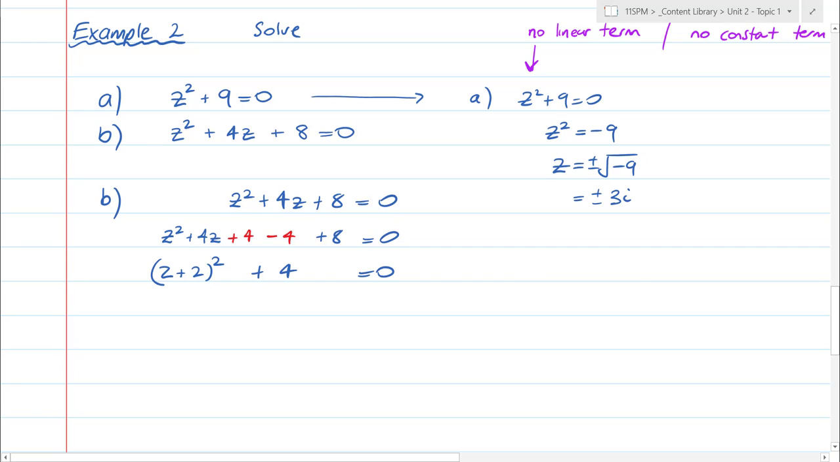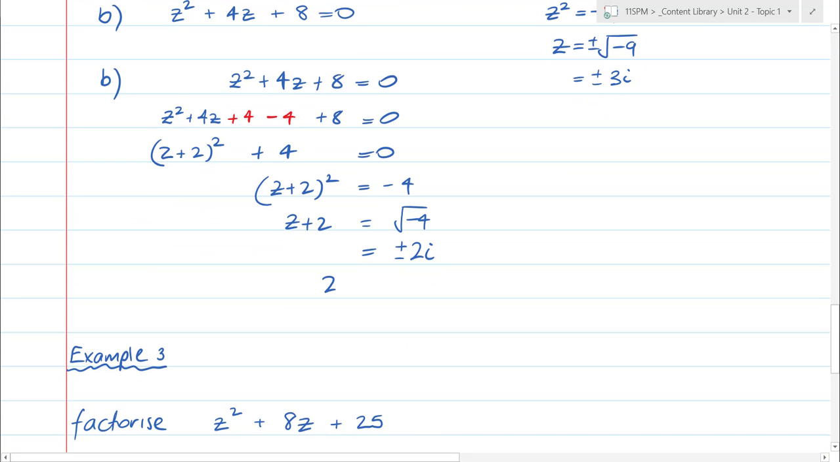What this does, why this works, is the problem with solving up here is we've got a z squared and a z. What this does is it creates a situation where we've still got a quadratic, but z only exists in one place. So it means we can solve this quite easily now. The same way we solve question A. So we get z plus 2 squared equals negative 4. And we get z plus 2 equals the square root of negative 4, which is equal to plus or minus 2i. And therefore z is equal to negative 2 plus or minus 2i. And would you believe it? We've got 2 solutions and they're complex conjugates again.